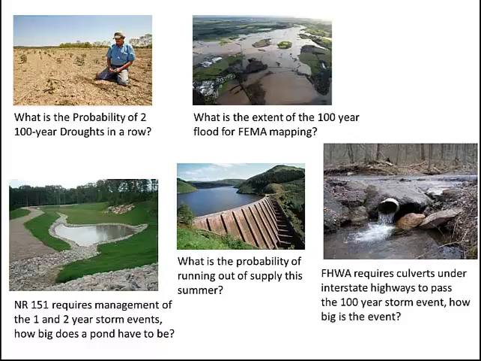You can think about other times in the past or times that are going to happen in the future. And lastly, this is a hard engineering type design thing, designing a culvert under a roadway, right? So here, FHWA requires that culverts have to pass large storm events so that the interstate systems don't fail. So we need to know, well, how big is this event? And then once we know how much water is coming through, we can design the size of the culvert, right?